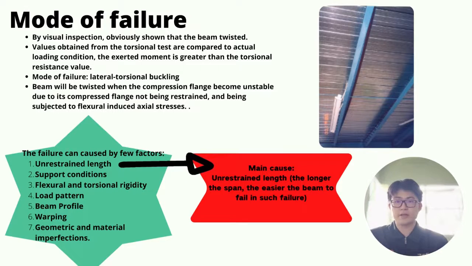Next, the beam will be twisted when the compressed flange becomes unstable due to its compressed flange not being restrained and being subjected to flexural induced axial stresses. Okay? The failure can be caused by a few factors such as the unrestrained length, support conditions, flexural and torsional rigidity, load patterns, beam profile, warping, and last but not least, geometric and material imperfection. So from the testing, we can identify that the main cause of this failure is the beam's unrestrained length, where the longer the span, the easier the beam fails in such a manner.